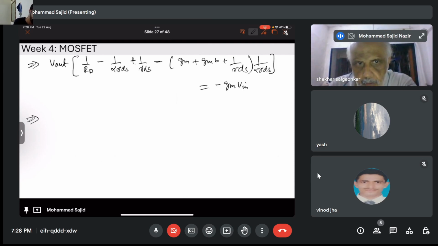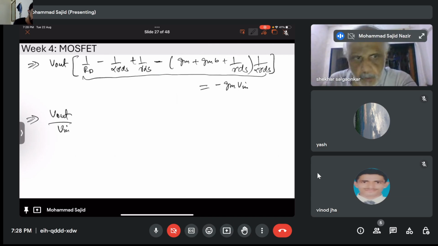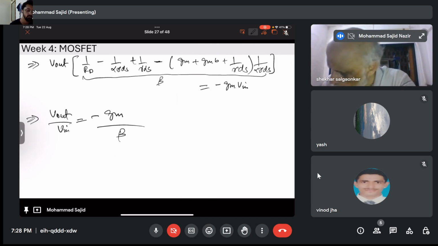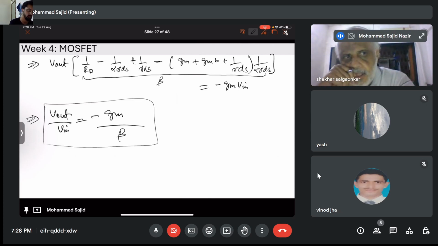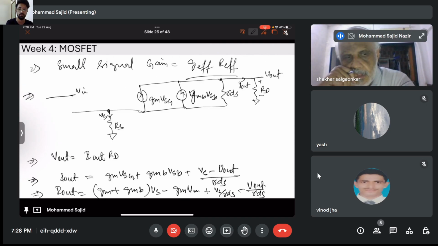Now we need to find the gain. So my V output by V input, if I just note this down as beta, will be minus GM by this beta term. And in this beta term, you will see there are a lot of terms, so you have to just use the manipulation. And I think this is a much simpler method than the previous one. Any doubts in this method?